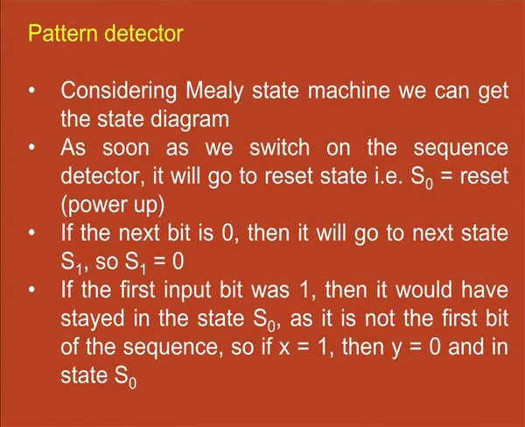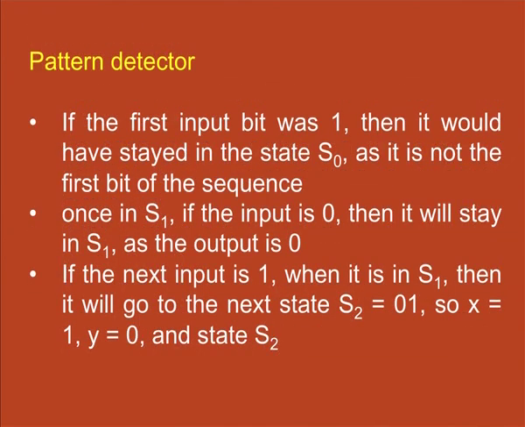If the next bit is 0, then it will go to the next state S1. So, S1 is equal to 0. If the first input bit was 1, then it would have stayed in the state S0, as it is not the first bit of the sequence. So, if x is equal to 1, then y is equal to 0 and it stays in state S0.